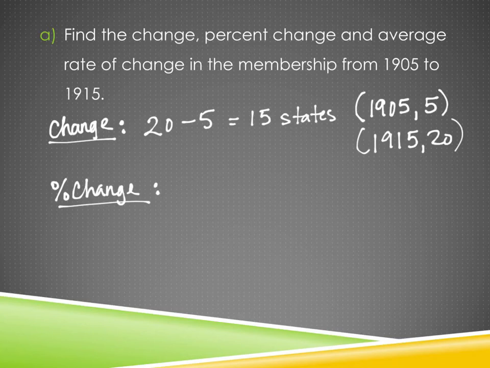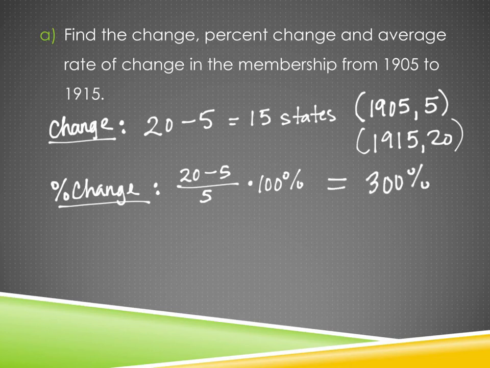All right, percent change is the same numerator, 20 minus 5. What does it divide by? 5. And then times 100. So we have 20 minus 5, which was 15. 15 divided by 5 is actually 3. And then 3 times 100 would be 300%.